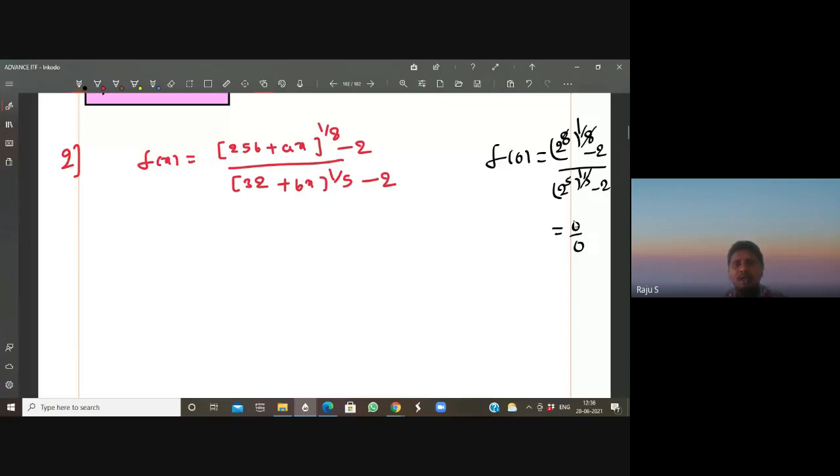When we get 0 by 0, what to do? We can use the limit concept. We cannot find f of 0 directly, so we can use the limit concept. So f of 0 is given by limit x tends to 0 f of x. The limit x tends to 0 f of x value is already given, 256.